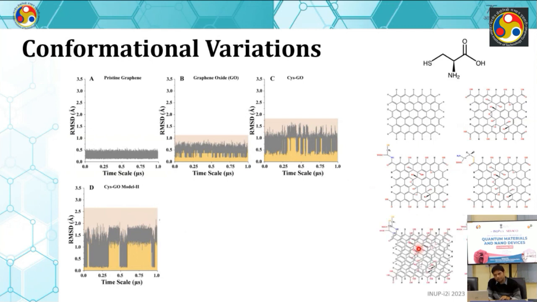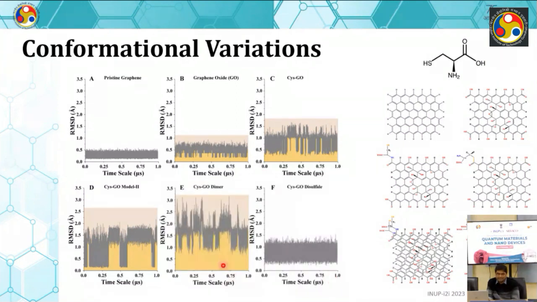Later on, we also have two other models where we either stack it or we have a disulfide bond. In this case, when we stacked the two systems containing the cysteine, we see the conformational variability is significant. However, because of the disulfide bond, it is again a flat, single conformational state, which in turn is somewhat overlapping with that of the pristine.